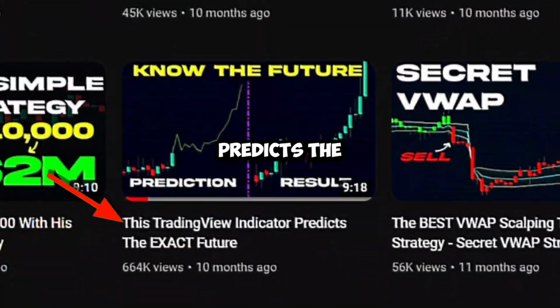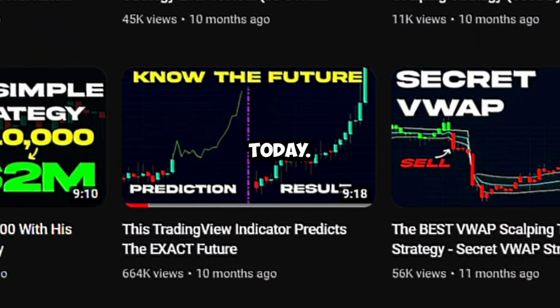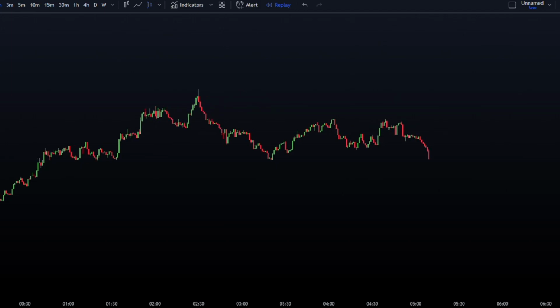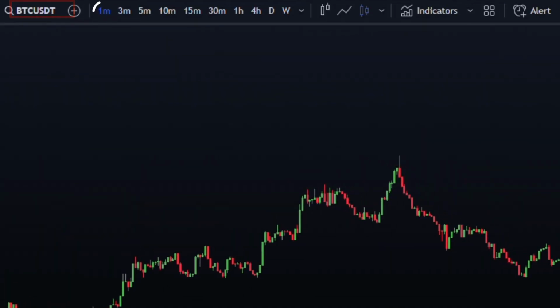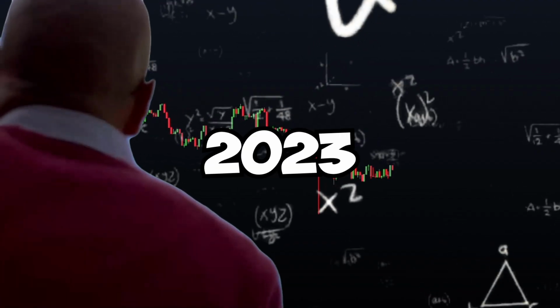An indicator that predicts the exact future is what we're going to be testing today, created by Switch Stats. I'll backtest it 100 times using Bitcoin on the 1 minute time frame to see if it actually works in 2023.